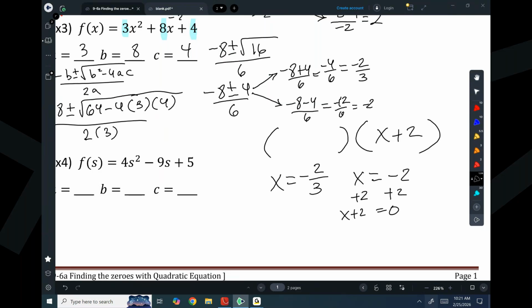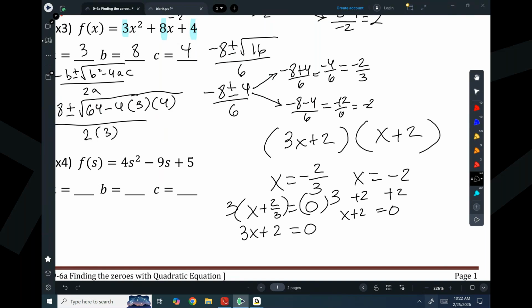Well, what would I do? I'd bring the 2/3 over, so I'd get x plus 2/3 equals 0. What's the problem with that? We got to triple it, because now we don't normally have fractions there. So if I triple it, what do I get? 3x plus 2 equals 0. So my other factor was 3x plus 2.